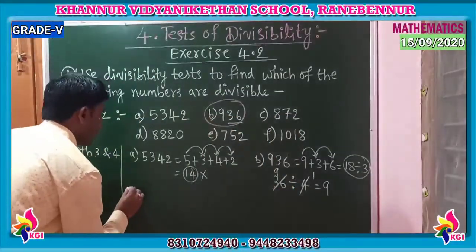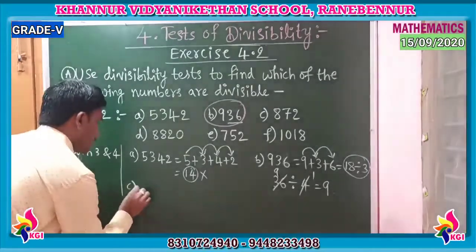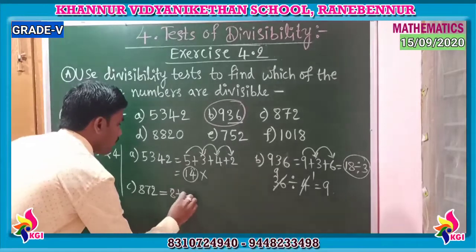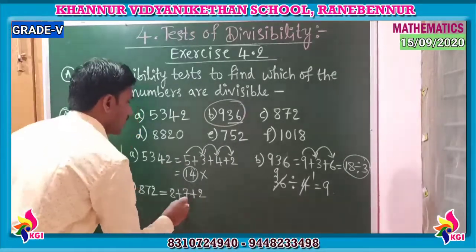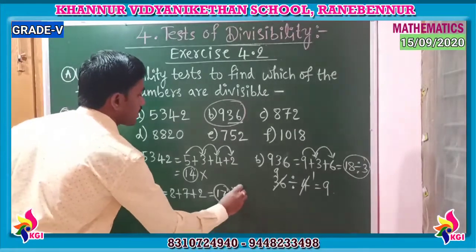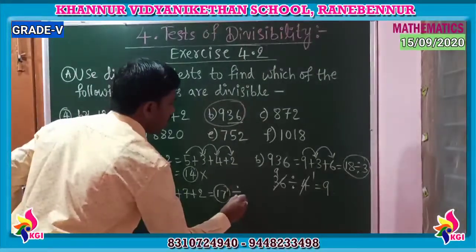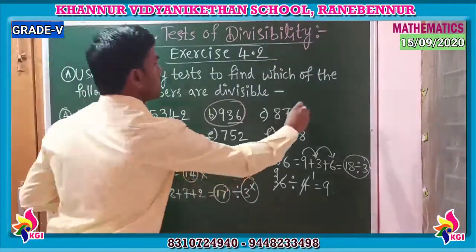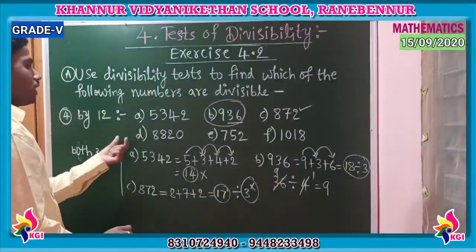Okay. The next one is 8772. We can check the next question, C. See here, 8772. First of all, the sum of its digits: 8 plus 7 is 15, 15 plus 2 is 17. So 17 is not divisible by 3. So this is not divisible by 12 either.